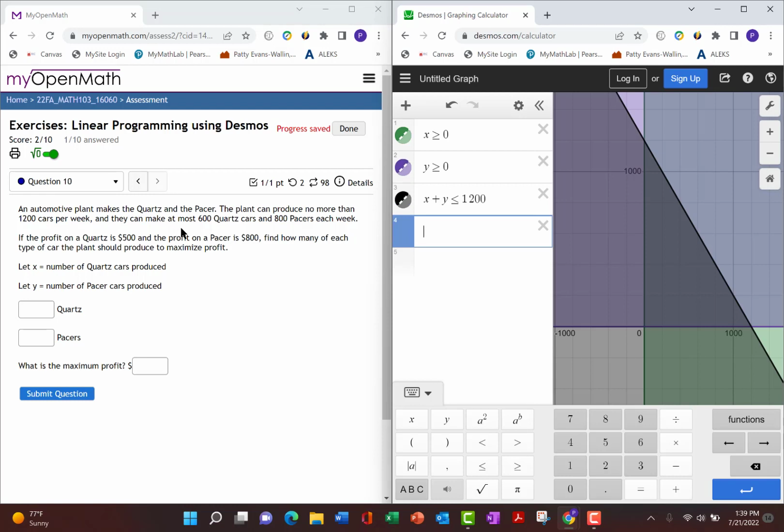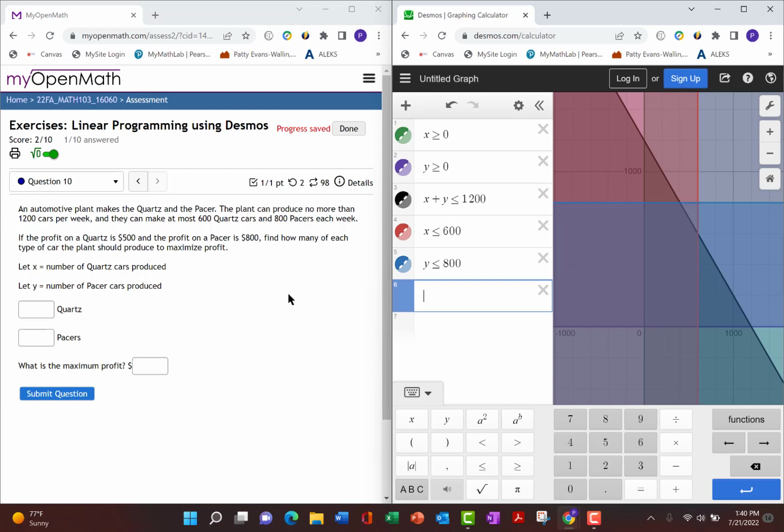And they can make at most 600 quartz cars and 800 pacers each week. Well, at most means that's the most it can ever be. So it has to be less than or equal to that. So the number of quartz cars is X. It has to be less than or equal to 600. And the number of pacer cars is Y. Y has to be less than or equal to 800.